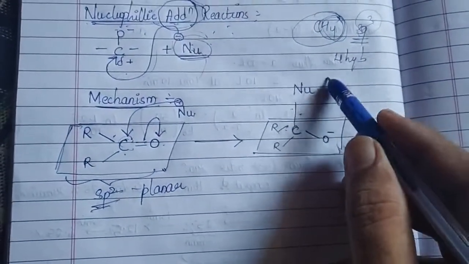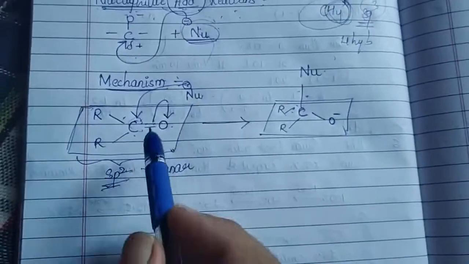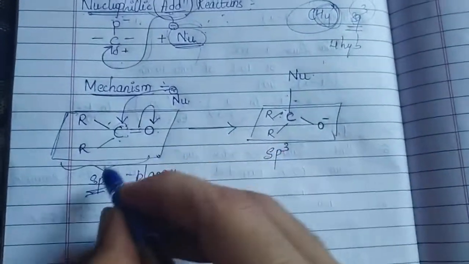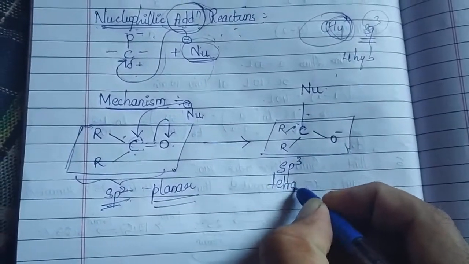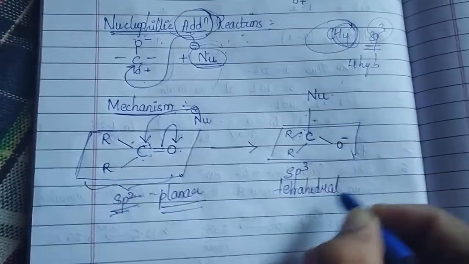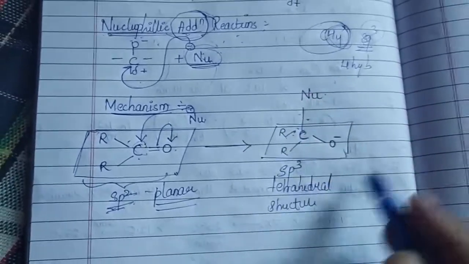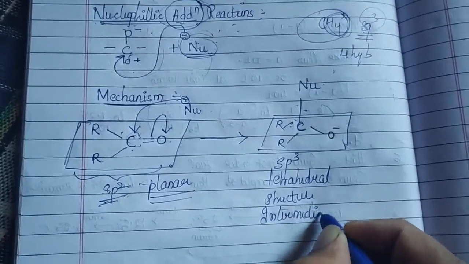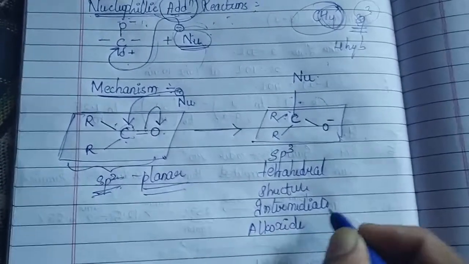But here what has happened, since a nucleophile, a guest, is arriving, we should vacate a room for him. Therefore the sp2 gets converted to sp3. As soon as it gets converted, from the planar it gives you the tetrahedral structure. Whatever you are going to get is an intermediate, which is called the alkoxide ion. Are you getting my point?